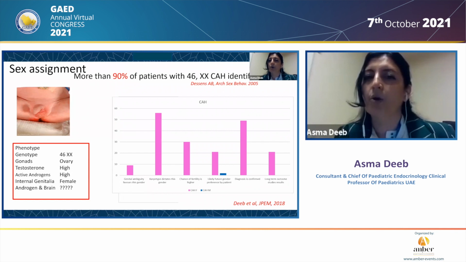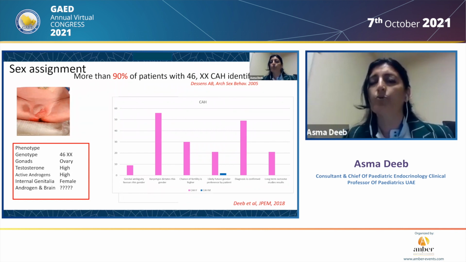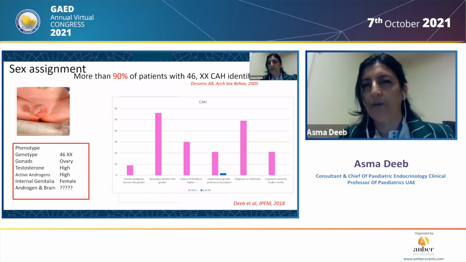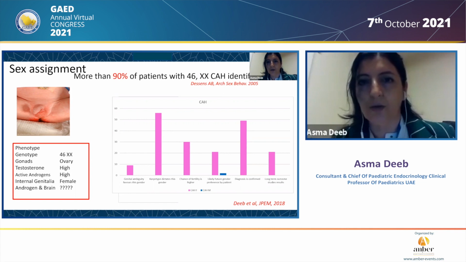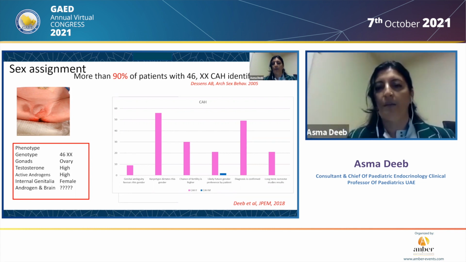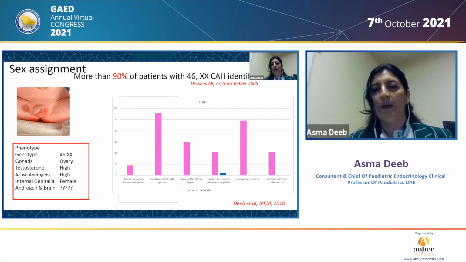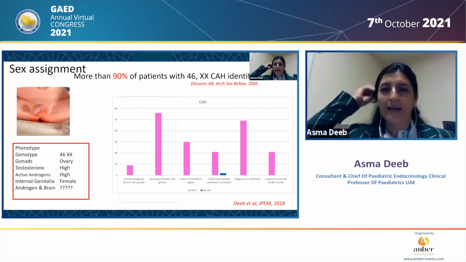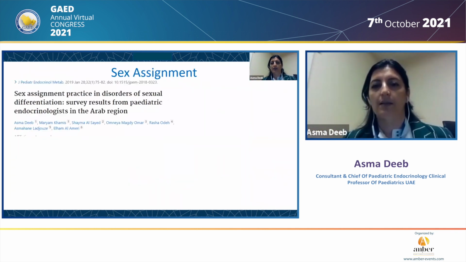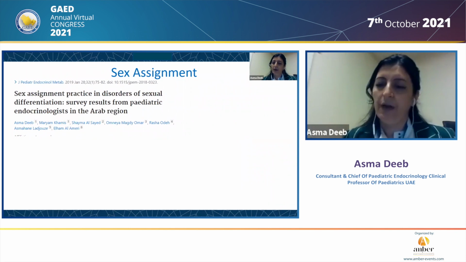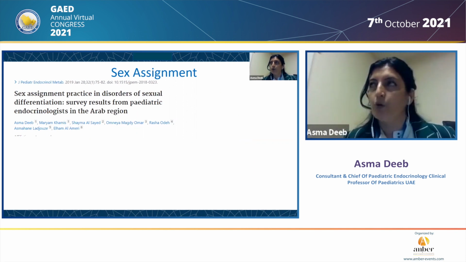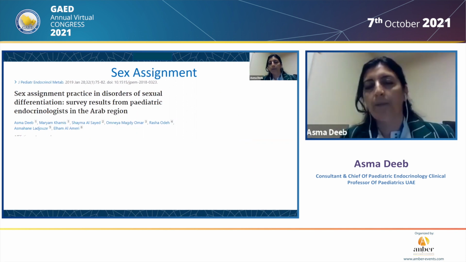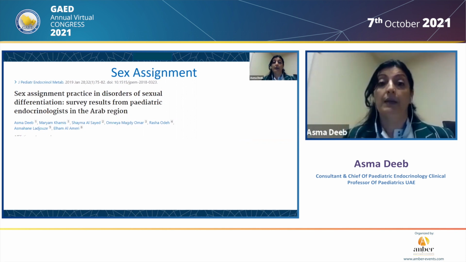And when I asked the audience in that particular conference as to why would you suggest the female gender of assignment, people said, because we know the diagnosis and we know this is the best thing for CAH, female who identify themselves as female in the future, as well as because the karyotype suggests this. So we put together an interesting paper that was published recently in the JPM, talking about views of sex assignment in different categories of disorders of sexual differentiation.